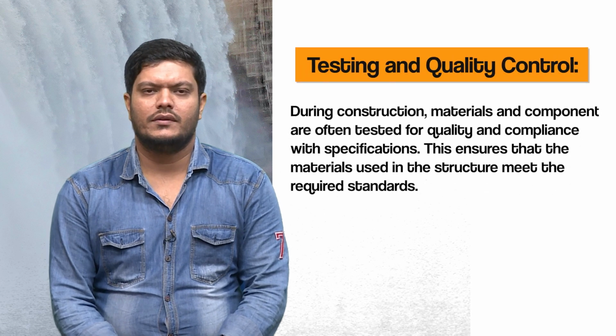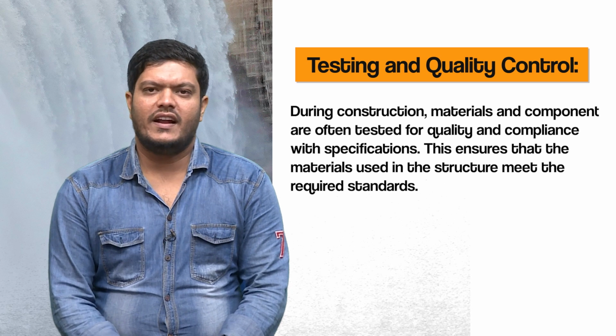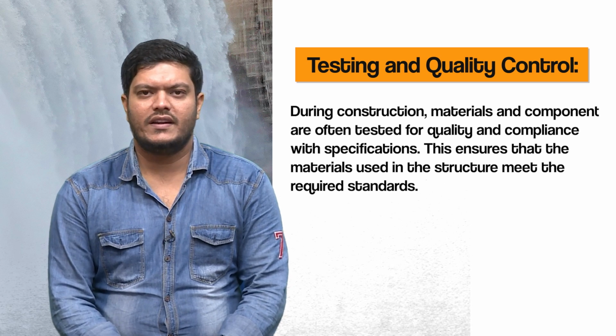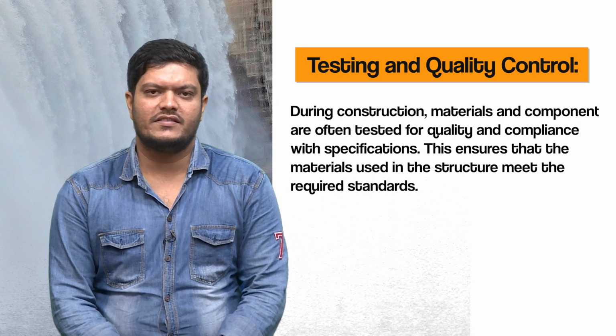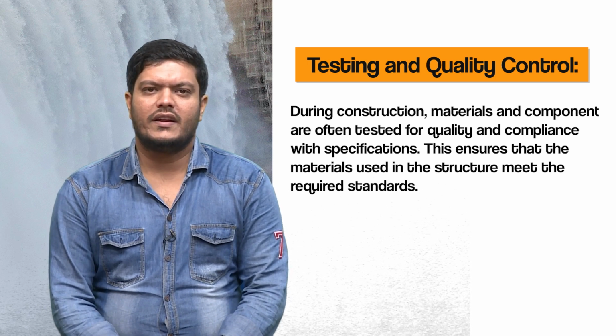Testing and quality control. During construction, materials and components are often tested for quality and compliance with specifications. That ensures that materials used in the structure meet the required standards. In summary, structural integrity is a fundamental aspect of civil engineering and construction, aiming to create safe and durable structures. It involves careful design, appropriate materials, adherence to codes and standards, and ongoing maintenance to ensure that a structure can withstand its intended loads and environmental conditions while providing long-term safety and functionality.